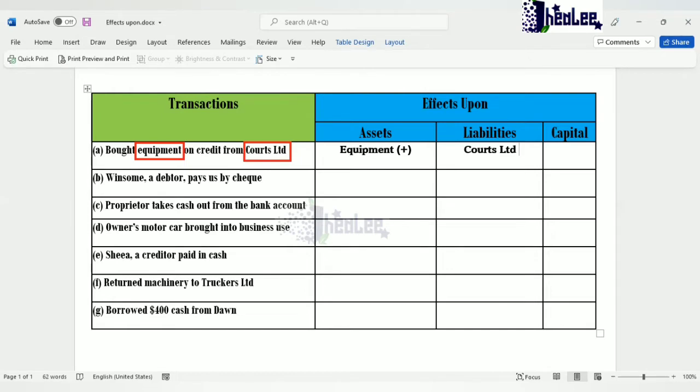So there's an increase in the value of what we are owing to Quartz Limited. So that is a plus. All right, let's move into the other transaction.